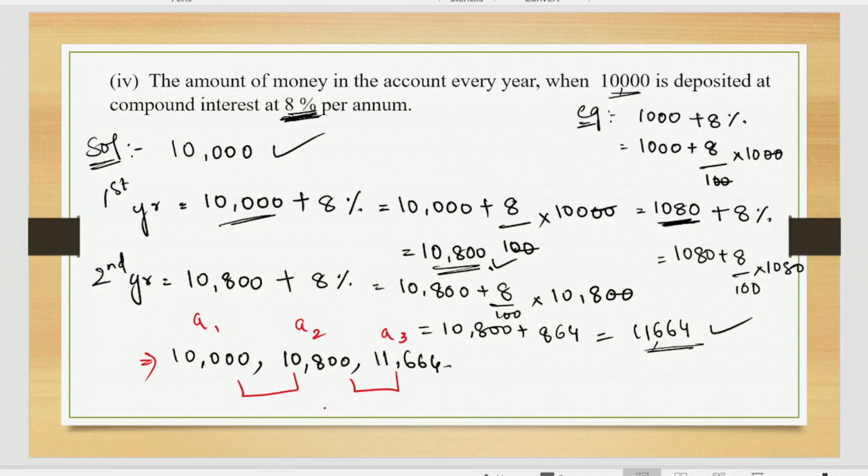Right? Now let us see the common difference for A1 and A2, which is A2 minus A1. That is 10,800 minus 10,000, which is 800. So the common difference for A3 and A2, that is A3 minus A2: 11,664 minus 10,800 is 864. We can see that the common differences are not the same. So we can say it is not an AP. Clear?